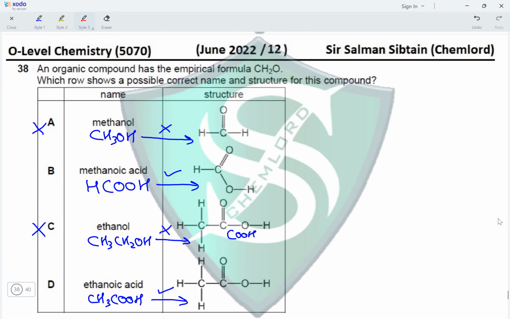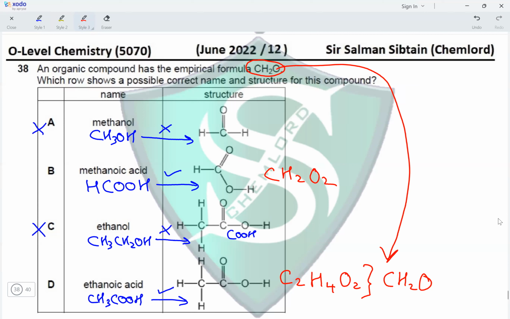In option B, the molecular formula is CH2O2, and in option D, the molecular formula is C2H4O2, and this will be simplified to give us CH2O. The question requires that the empirical formula should be CH2O. This makes option D the correct option for this question.